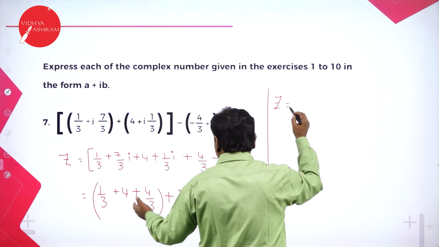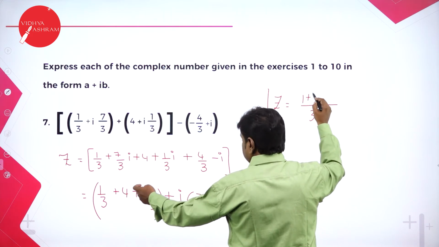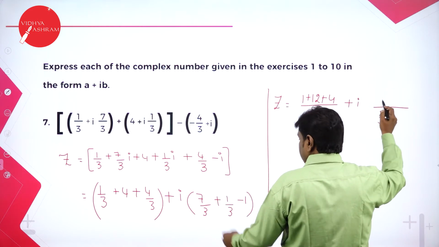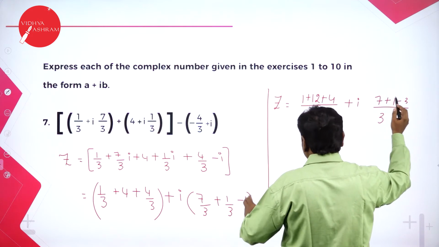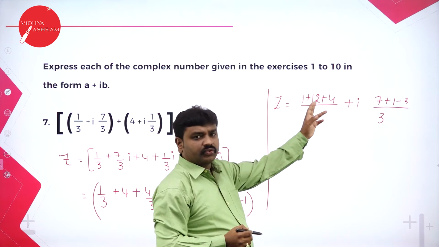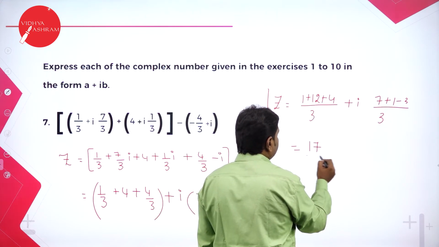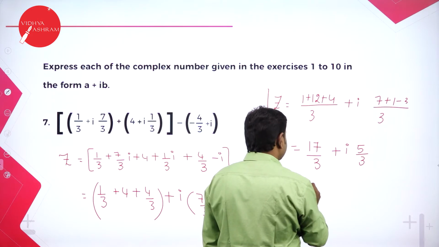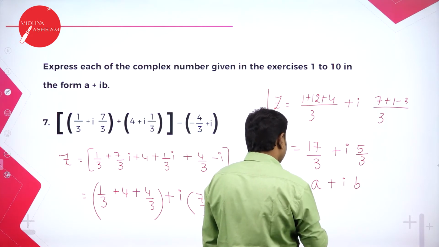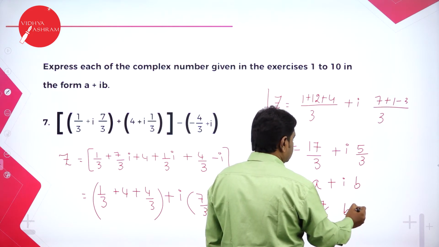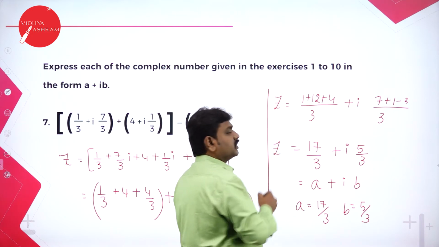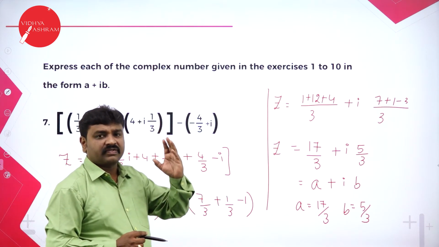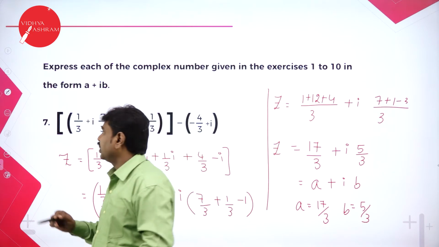z is equal to, for these three terms, LCM is 3, numerator 1 plus 4 3s are 12, I'm taking LCM, plus 4, plus i times, for these three LCM is again 3, and 7 plus 1 minus 3. So simplify this. 12 plus 4 is 16, 16 plus 1 is 17 by 3, plus i times 7 plus 1 is 8, 8 minus 3 is 5 by 3. So now it is in the form a plus ib. Now a is 17 by 3 and b is 5 by 3. Now the problem is in what form? a plus ib form. So given the problem, we simplified term-wise and arrived at the result that is in the form a plus ib, and a and b you can write by comparison.